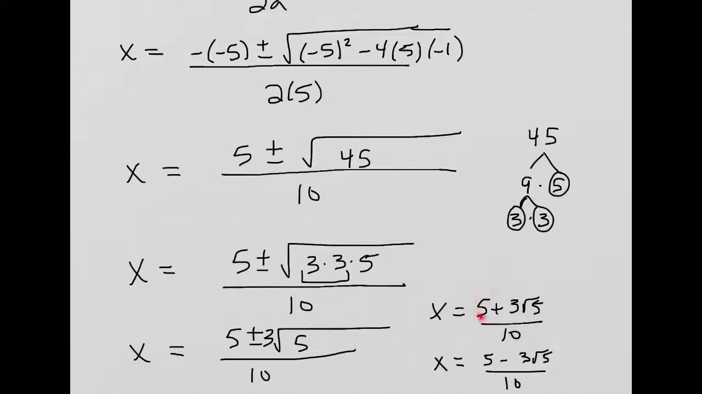Well, notice I could do a little simplifying with the 5 and the 10, but since I can't do any simplifying with the 3 over 10, I'm just going to leave it as it is. Because if I can't simplify both fractions, then I just want to leave it as it is so that they have a common denominator. Same thing over here. Since I can't simplify both 5 over 10 and 3 root 5 over 10, I'm just going to leave them as they are. That way they've got that common denominator, and those are my two solutions.